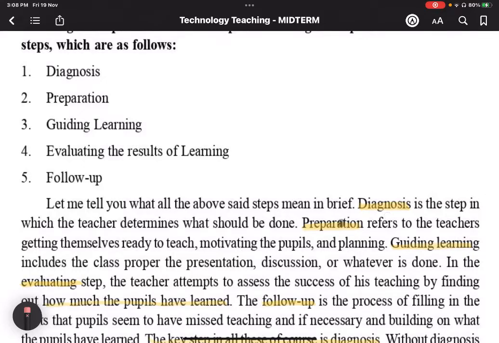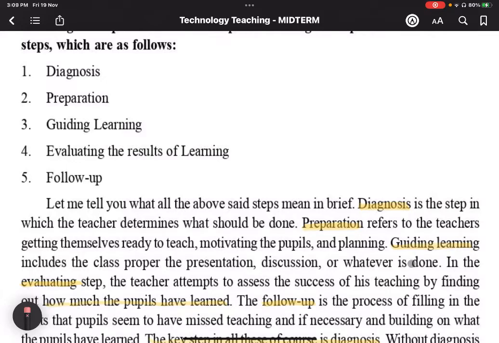Second, preparation refers to the teachers getting themselves ready to teach, motivating the pupils, and planning. So, preparation is planning. Preparation is preparing yourself to teach. Okay? Hindi ka pa nagtuturo niyan. You're just preparing, no? Next is guiding learning. So, it includes the class proper, no? Meaning the presentation, the discussion, or whatever is done.